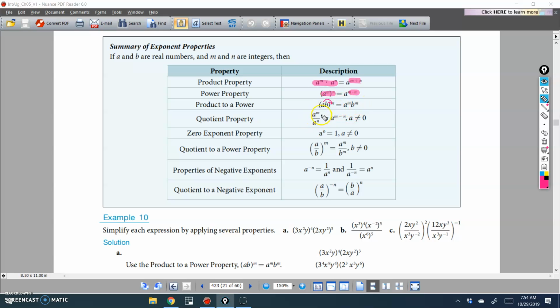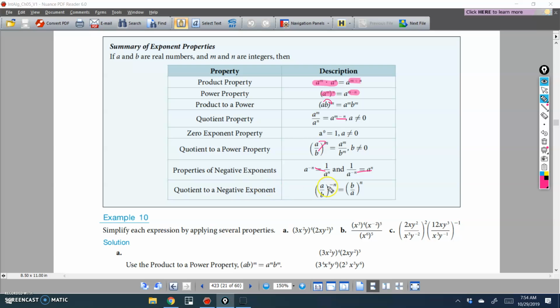Quotient property, we subtract, and it's always numerator minus denominator. Zero property, anything to the 0 power is 1. Quotient to a power, the power distributes to the a and to the b, to the numerator and the denominator, and everything in there. Negative exponent property, wherever the negative exponent is, flip it and make it positive. So if it's in the numerator, flip it, make it positive. If it's in the denominator, flip it, make it positive.